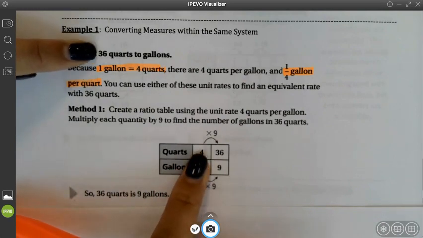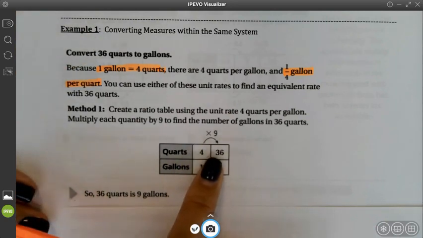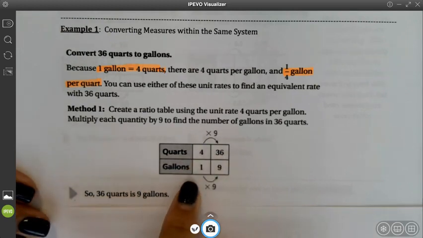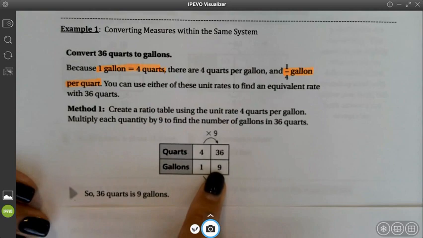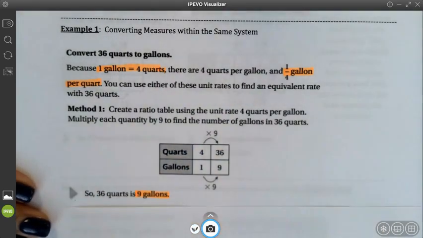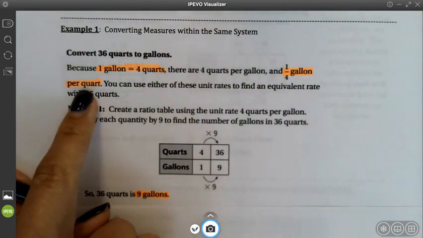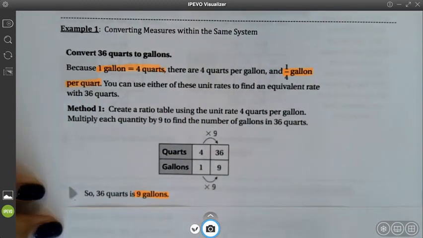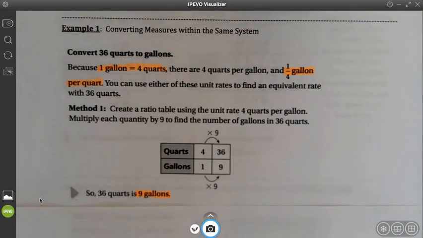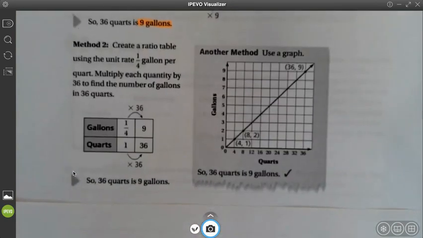And then in the problem, we are converting 36 quarts. So you'll see that I multiplied 4 by 9 to get 36. So we do the same thing to the gallons. And we get our answer of 9 gallons. You can also use this unit rate, which I'm going to show you, 1/4 of a gallon to 1 quart. I'll show you that example.